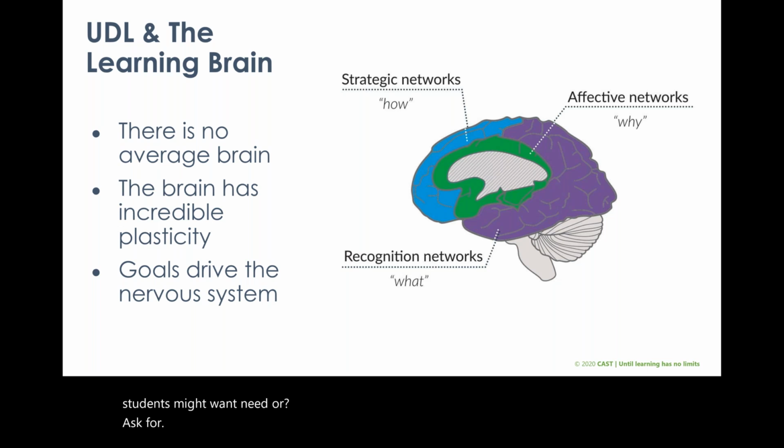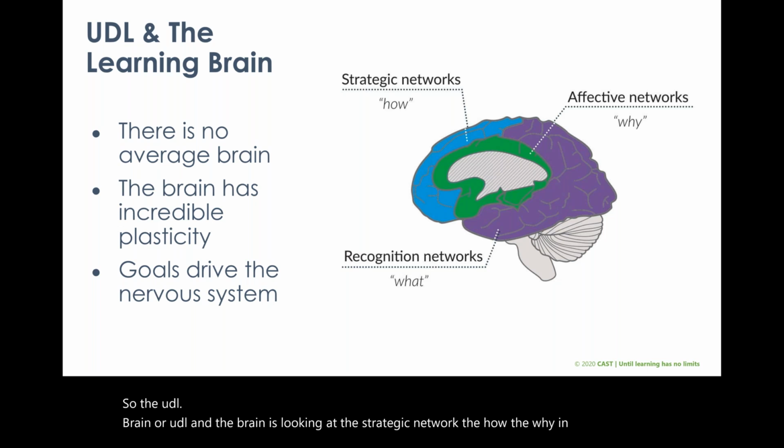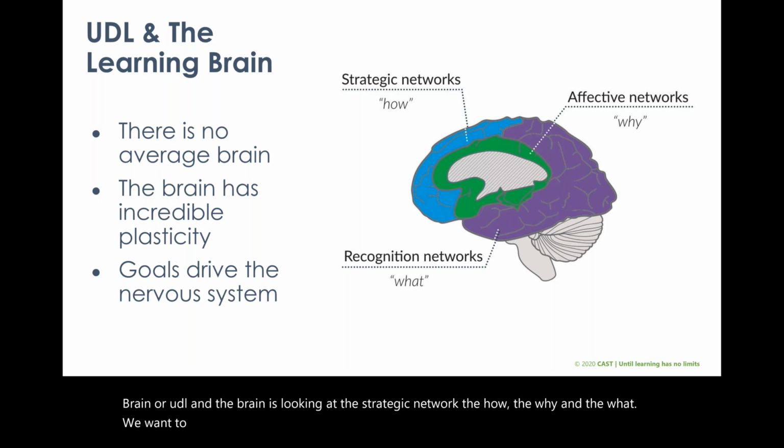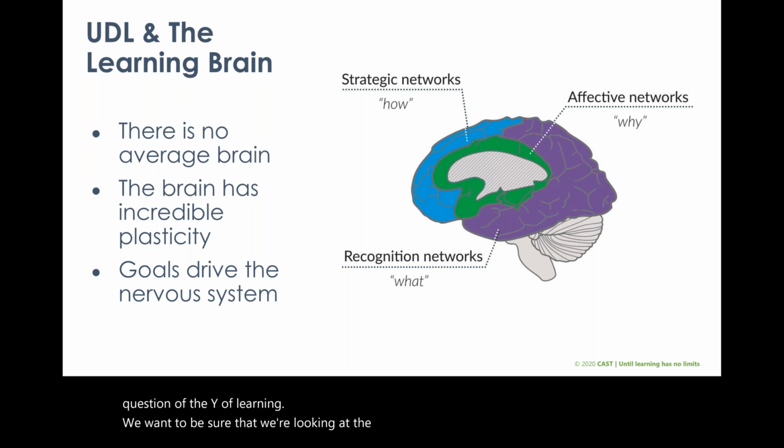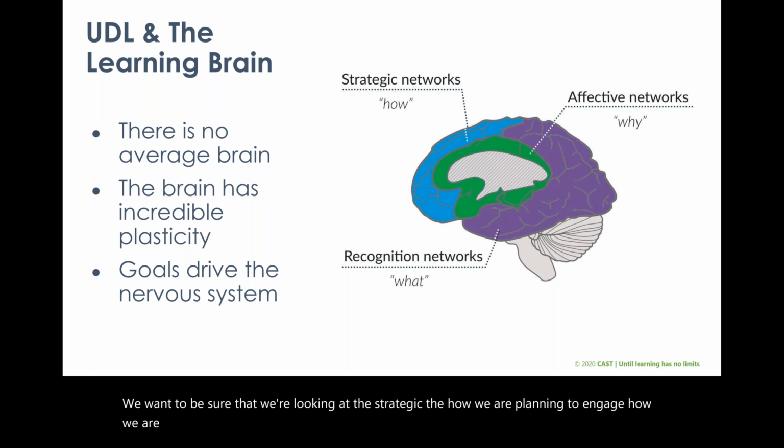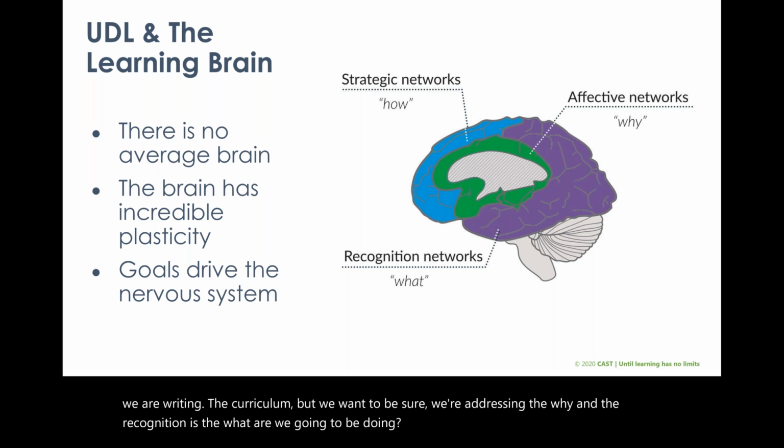So the UDL brain, or UDL and the brain, is looking at the strategic network, the how, the why, and the what. We want to design for the why of learning. We want to be sure our curriculum answers that question of the why of learning. We want to be sure that we're looking at the strategic, the how we are planning to engage, how we are writing the curriculum, but we want to be sure we're addressing the why. And the recognition of the what. What are we going to be doing?